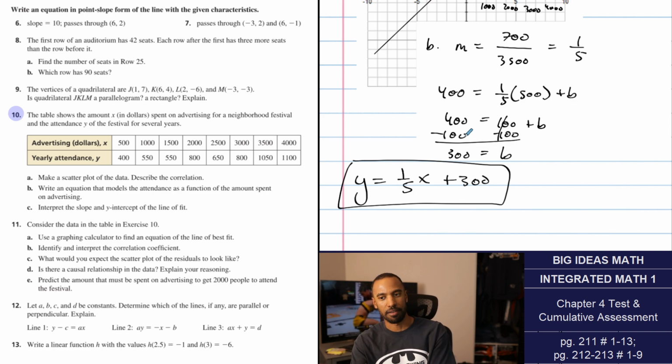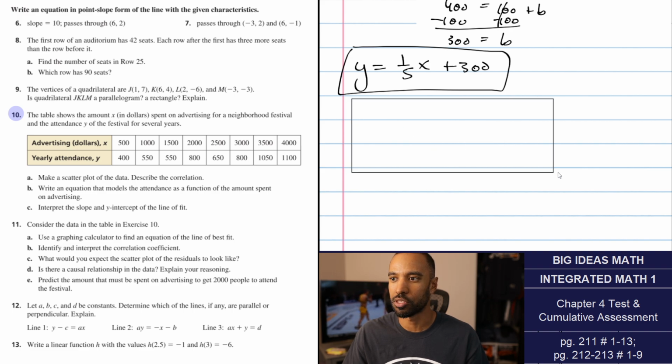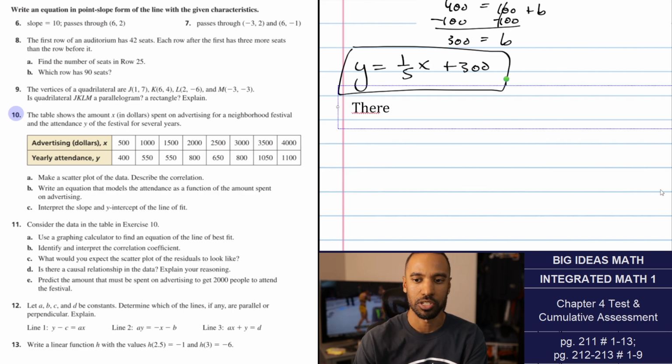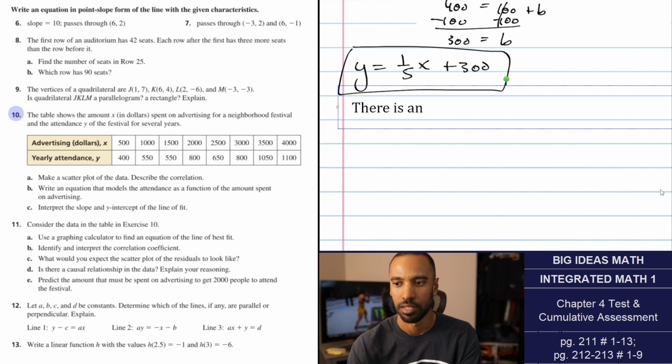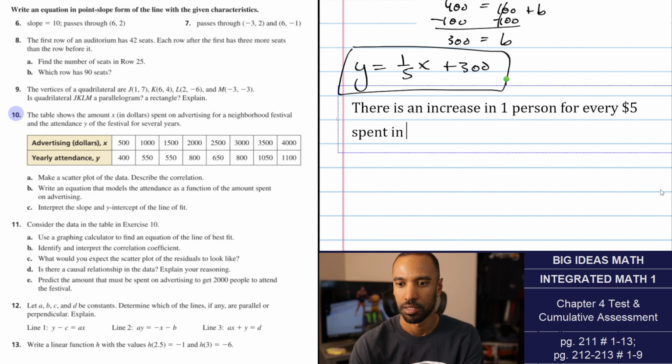Advertising. Oh, the run is 5. So $5 spent for every one person in attendance here. So when I interpret the slope, I'd say there is an increase in one person for every $5 spent on advertising. I think that's how you say it.